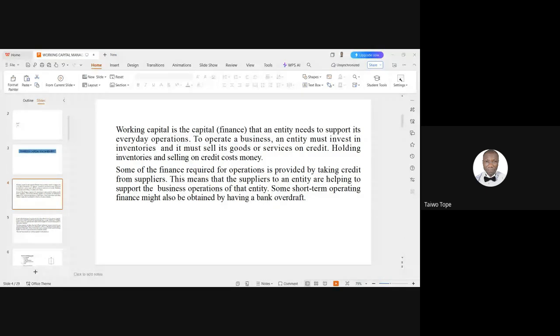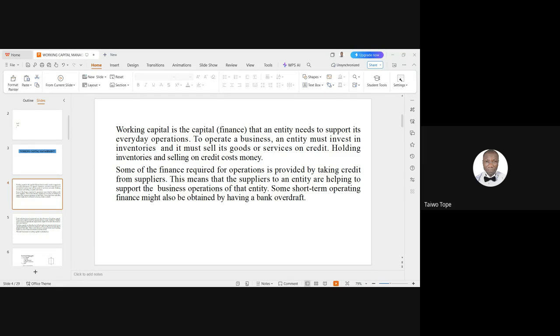Now, when we talk about the management of working capital, every organization will have policies. Some organizations have policies about their inventory. Some have policy about how they handle their creditors, and how they handle their debtors. Some have policy on how they handle their work in progress. So management decision on working capital is very important.